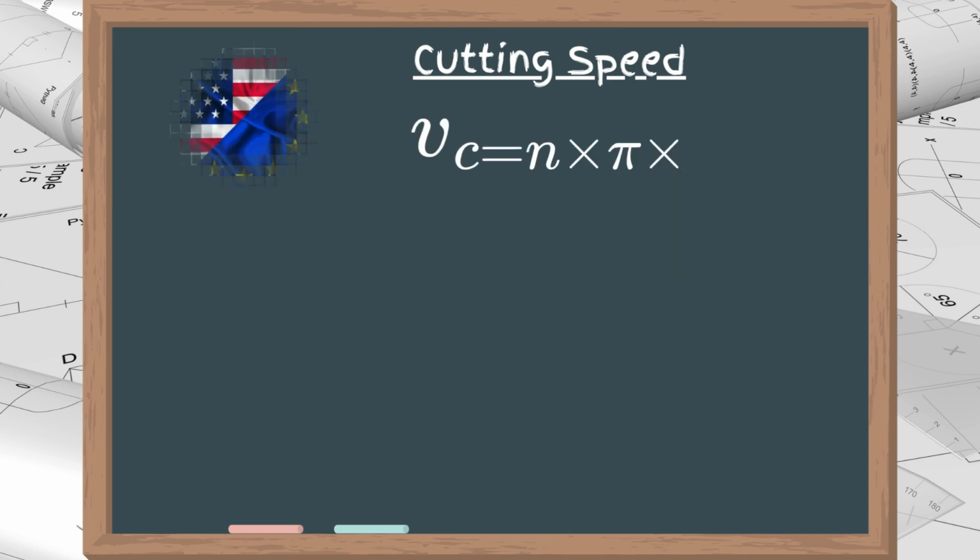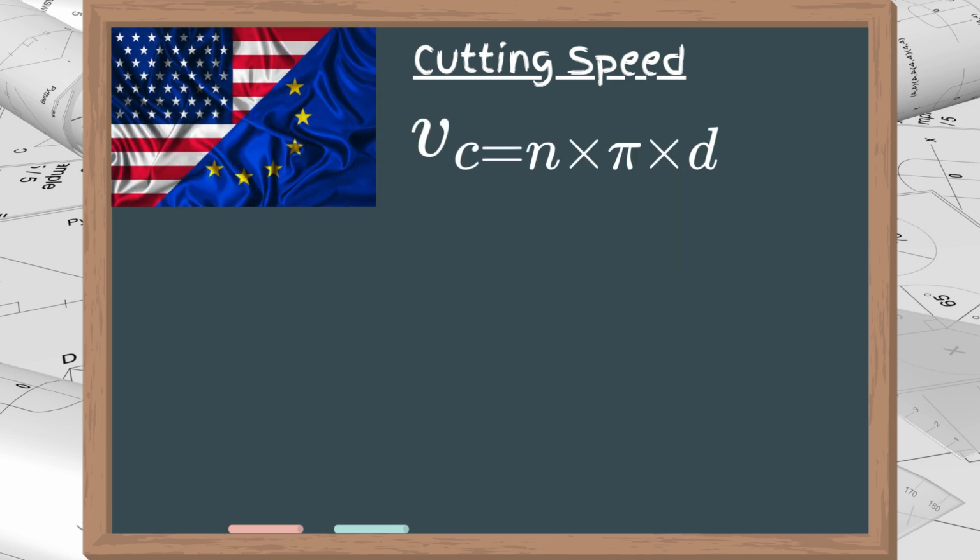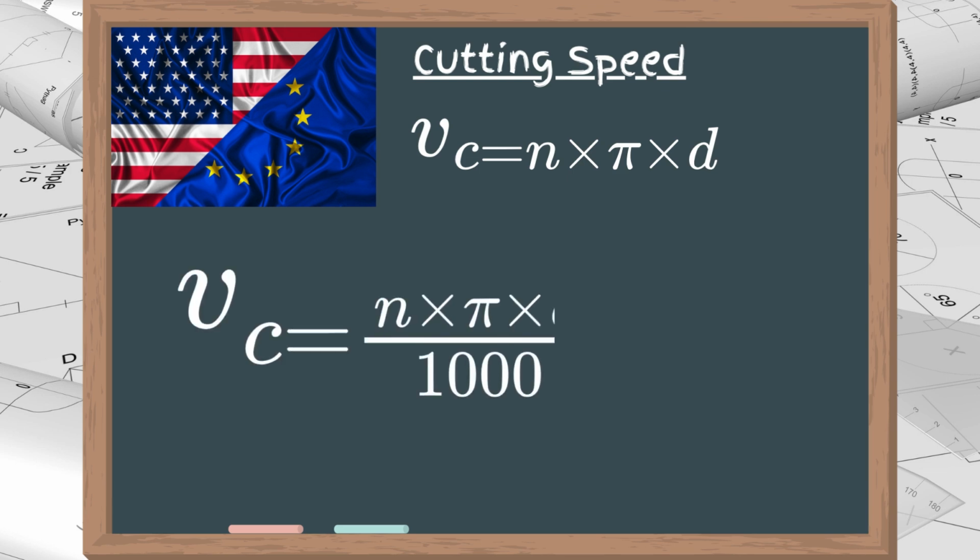diameter. Lastly, we have to factor the result to match the VC units. So, to get the cutting speed in meters per minute, the final formula is n times pi times d divided by 1000. To get the result in SFM, you need to swap the 1000 with 12.